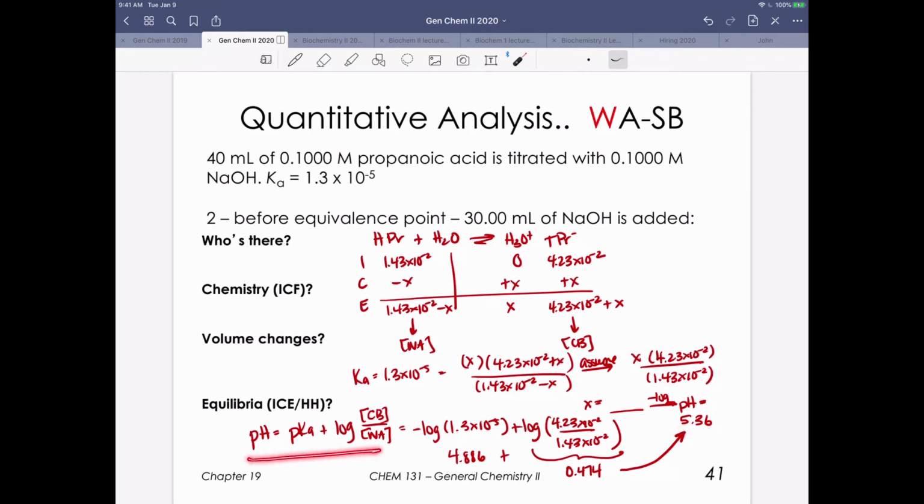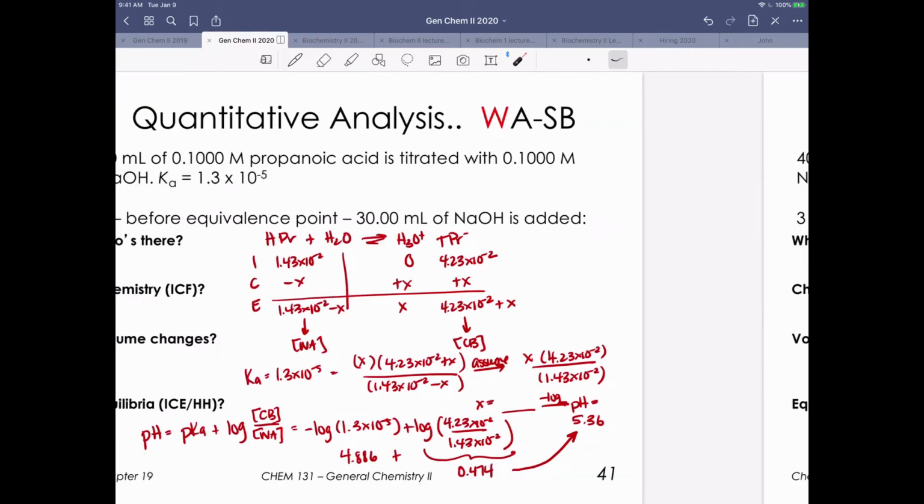Notice that if you use the Henderson-Hasselbalch equation, knowing that you had a buffer, again, taking negative log of the Ka value and putting the concentrations of the conjugate base and weak acid in their corresponding spots, you'll see you can get the same answer of 5.36.